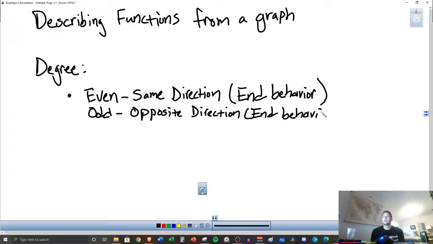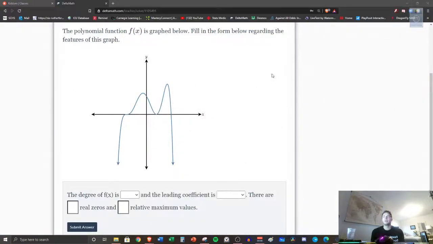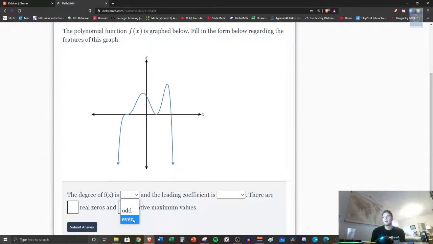Right here is exactly what we need. We're going to write down a lot more bullet points about degree because there's a lot of important details with that. But the end behavior of this is going to negative infinity on both sides. It's going down. They're going the same direction. So since they're going the same direction, we're going to say that it's even. And if they were both going up, we would say it's also even.